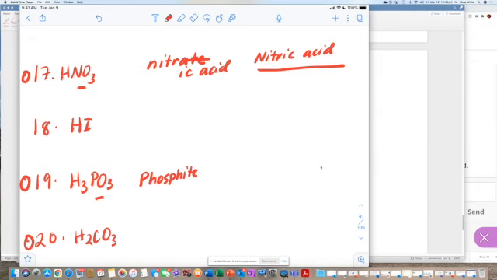Remember, you want to elongate this so it becomes phosphor. Then replace ITE with OUS, phosphorus acid. So the name for this is going to be, of course, phosphorus acid. Okay.